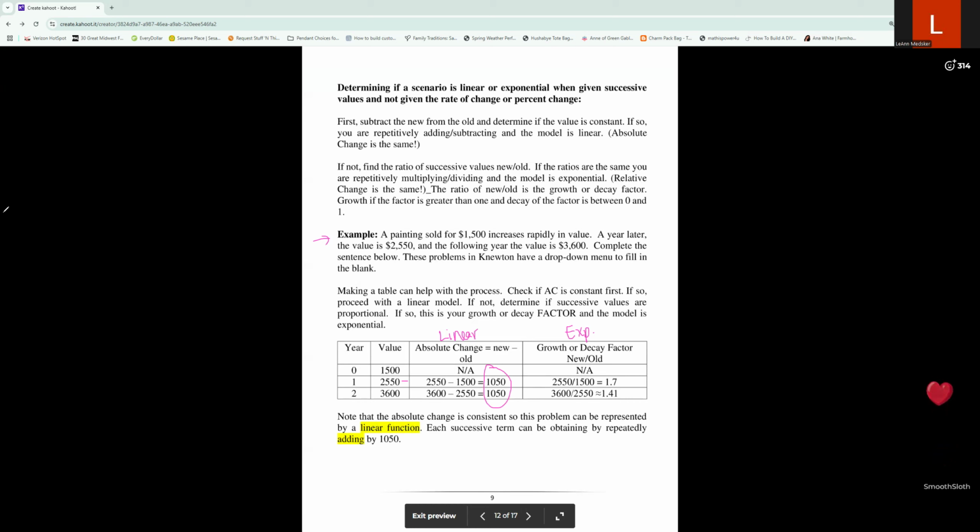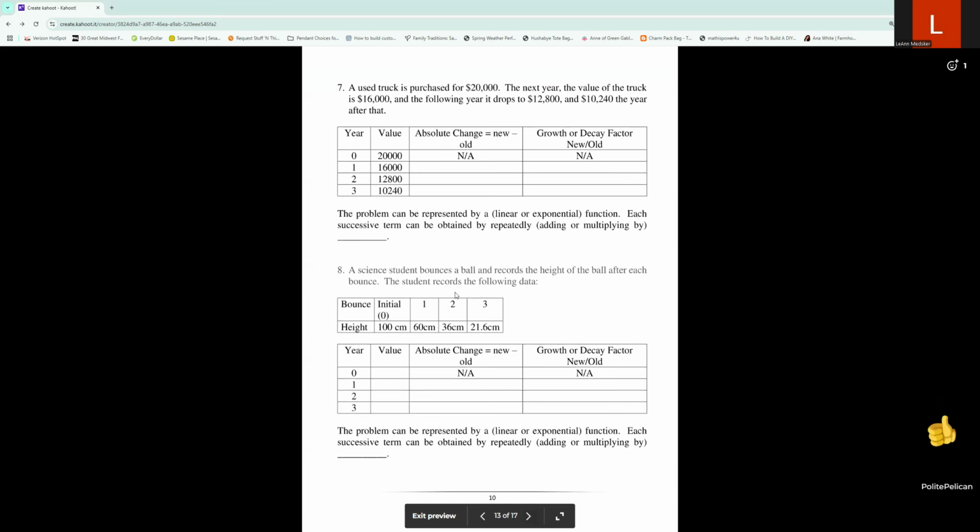All right, so let's look at one together. So let's erase this ink. We're going to do one from scratch. Okay, a used truck is purchased for $20,000. The next year, it's worth $16,000. The following year, it drops to $12,800. And then the year after that, it's $10,240. So notice I made myself a little chart. Year 0, 1 year in the future, 2 years in the future, 3 years in the future. I put down all the data they gave me.